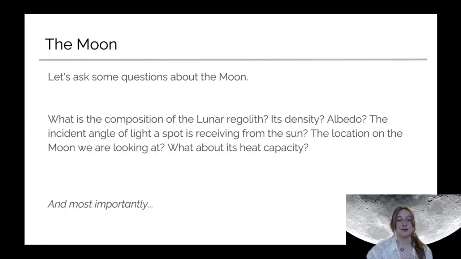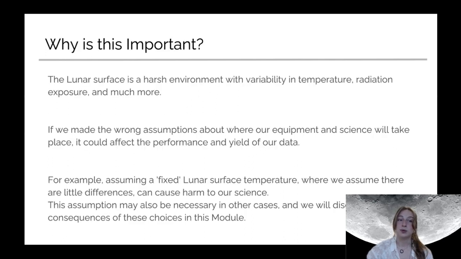And now let's ask some questions about the moon. So what is the composition of the lunar regolith? What is its density? The moon's albedo? The incident angle of the light where a spot is receiving it from the sun? The location of the moon that we're looking at? And its heat capacity? And most importantly, we'll ask, why is this important?